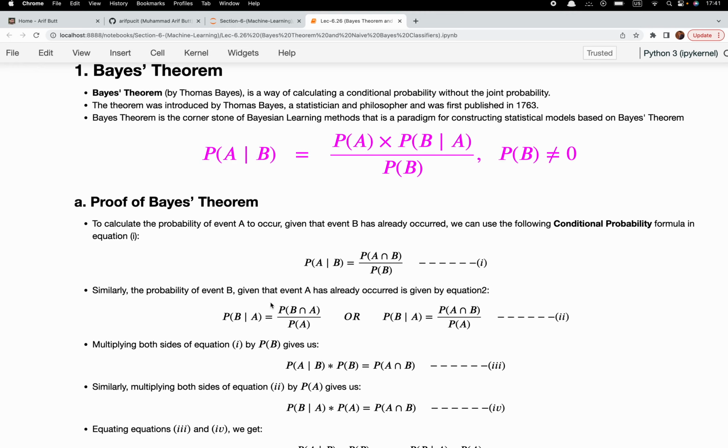Okay, we all know that conditional probability is the probability of an event A occurring given that another event B has already occurred. In the previous session, we have seen that the formula to calculate the conditional probability of A given B is equal to the joint probability of the 2 events divided by the marginal probability of the event that has already occurred. And this Bayes theorem is actually a way of calculating this conditional probability without the joint probability.